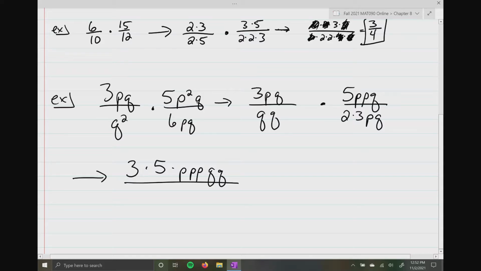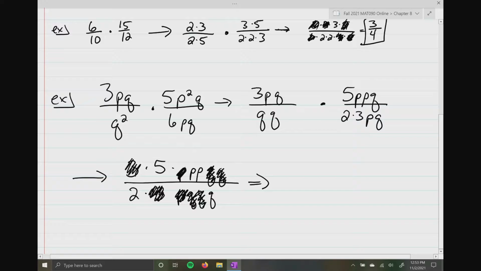3 times 5 times, and then we have 3 p's and 2 q's. Now, my denominator, I have 2 times 3, and then I have 1p, and then 3 q's. Now I'm going to look for things that are the same in the numerator and denominator. So, first thing I see are the 3's. I scratch them out. Now I can definitely reduce 1p, and then I can definitely reduce 2 q's. So here's the first q, and then here's the second q.